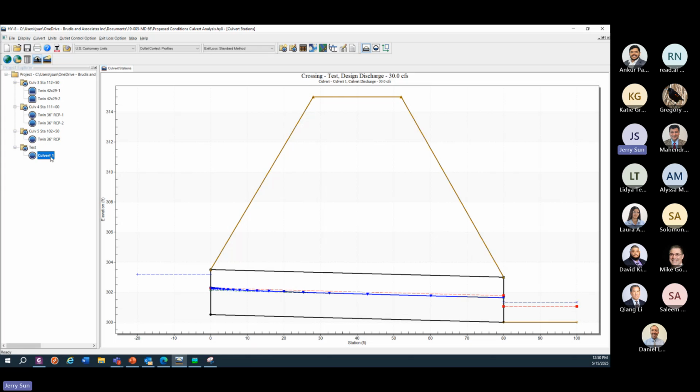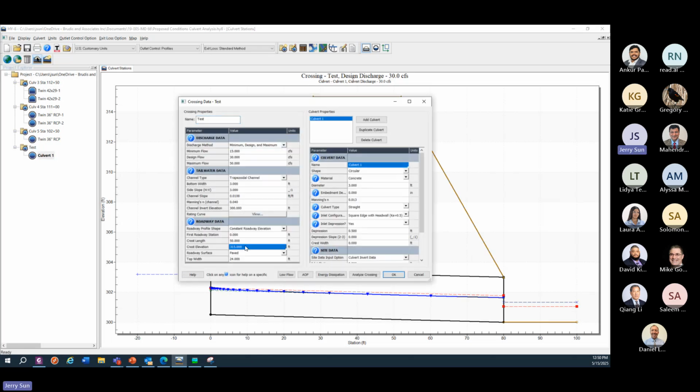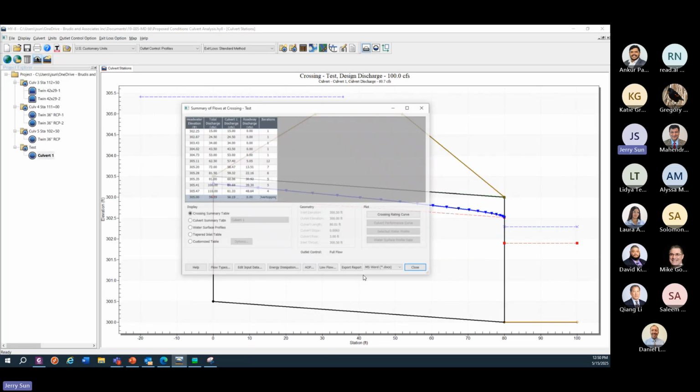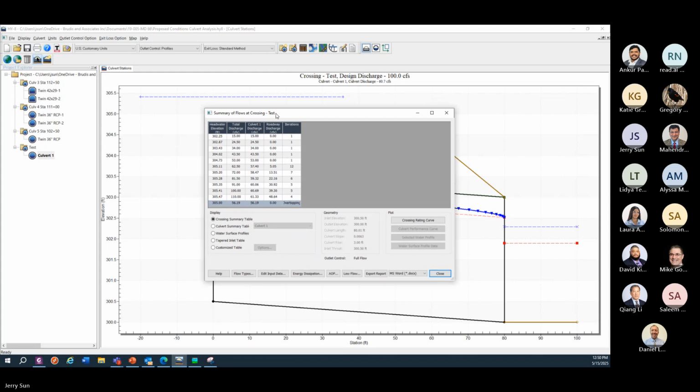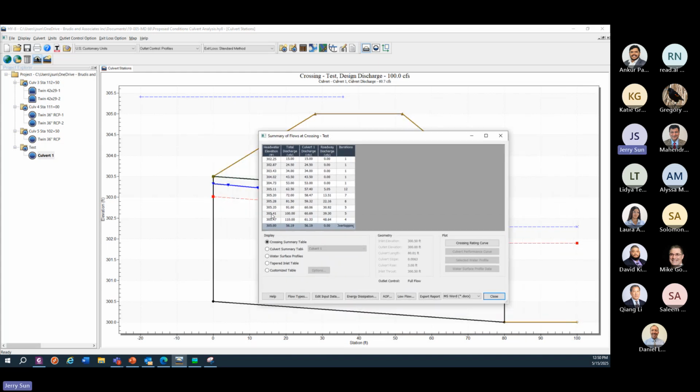So if a lower, for example, if we change 500 and change 1 turn, and maybe you get 305. Then you run. Okay, now you see what happens. The overtopping happens. Then you design 50, 100, yeah, design 100. 100 is the overtopping.